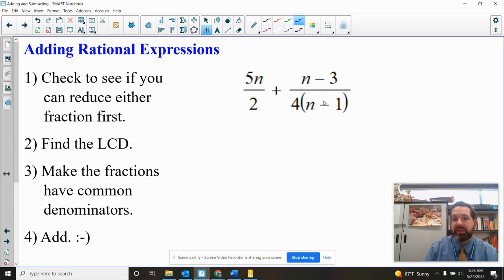No. Is there anything to reduce in the second fraction? No. Okay, so most of the time, you're not going to be able to. Sometimes you will. If you do, do that reduction first. Next up, find your least common denominator.